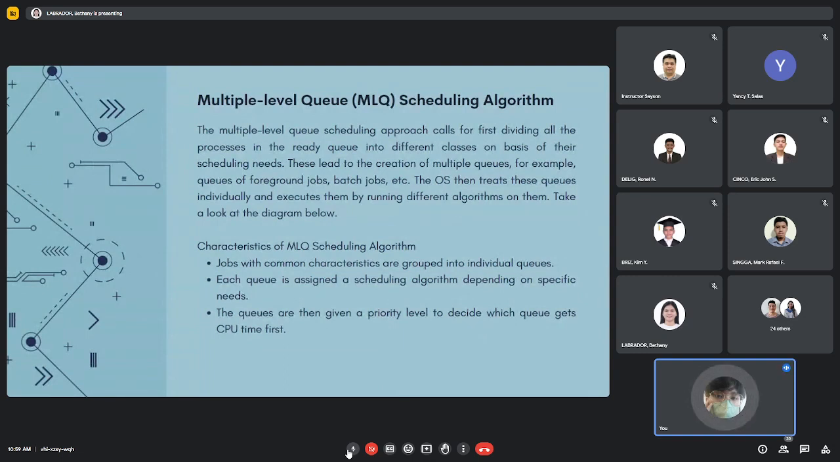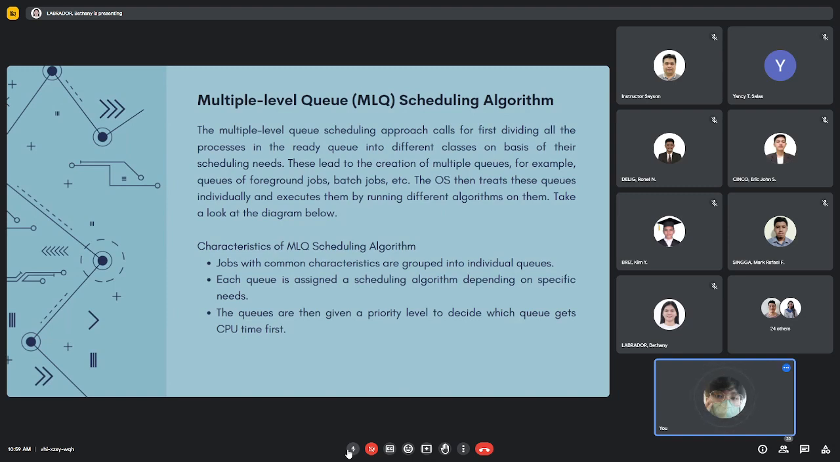Take a look at the diagram below. So we have here the jobs with common characteristics grouped into individual queues. Each queue is assigned a scheduling algorithm depending on specific needs. The queues are then given a priority level to decide which queue gets CPU time first. So, summarized, there are certain and different conditions, and each characteristic is applied to a scheduling algorithm in the multiple level queue.